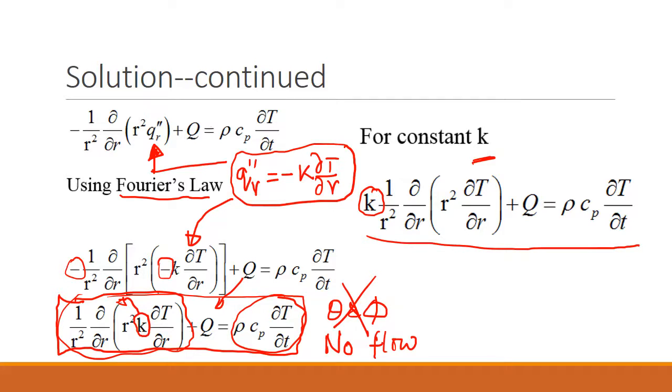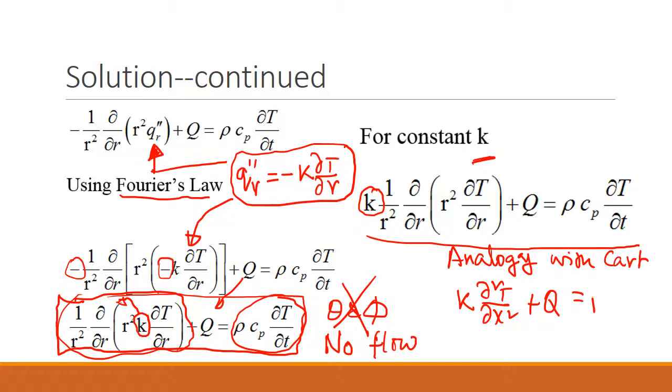If you want the analogy with Cartesian, it is k del squared T over del x squared plus q is equal to rho cp del T over del t. Okay, so you can see how analogous the two equations are.